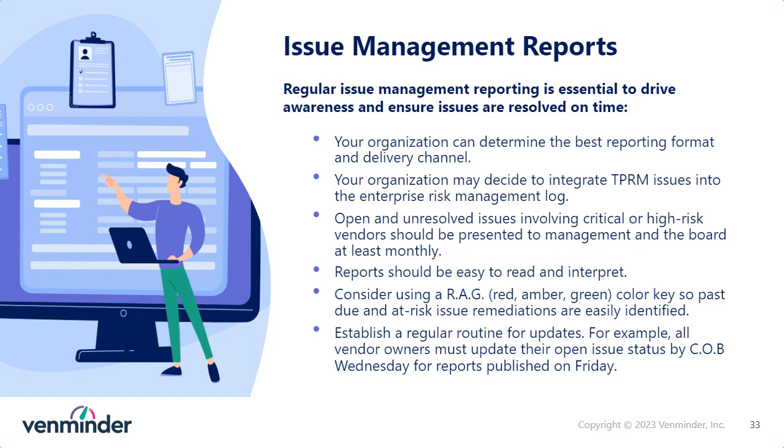We also want to make sure that anything involving critical or high-risk vendors is presented to management and the board at least monthly. Your reports need to be easy to read and interpret. A good way to do that is to add a red, amber, green color key so that it's really easy to zero in on things that are at risk, past due, severe, etc. And then make sure you are providing these reports on a regular routine so people know what to expect and when to expect them.